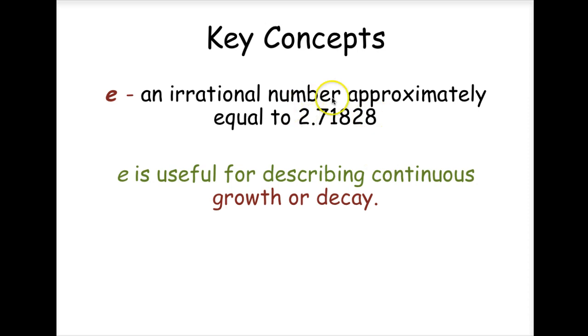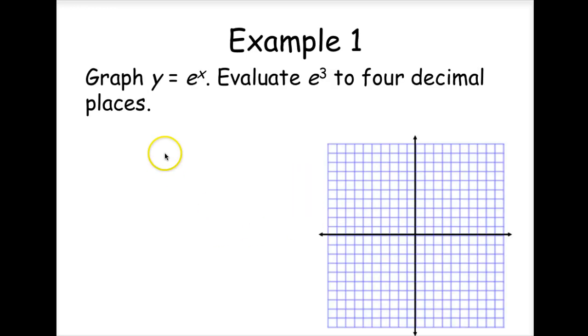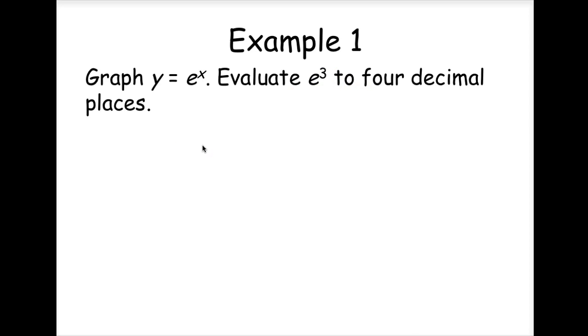Base e is an irrational number approximately equal to 2.71828. e is useful for describing continuous growth or decay. So let's graph y is equal to base e to the power of x, and then evaluate it for e to the third power to 4 decimal places. You're using a graphing calculator.